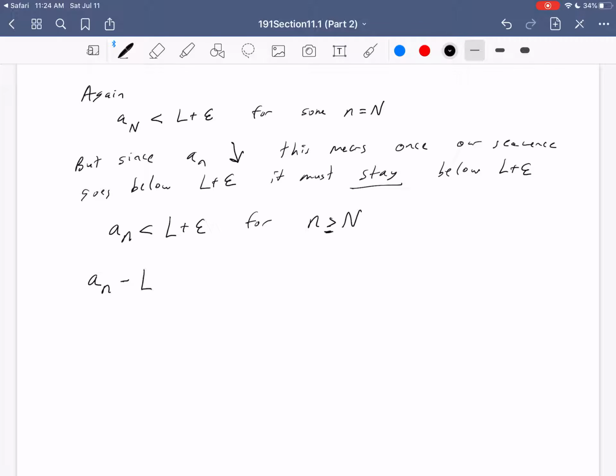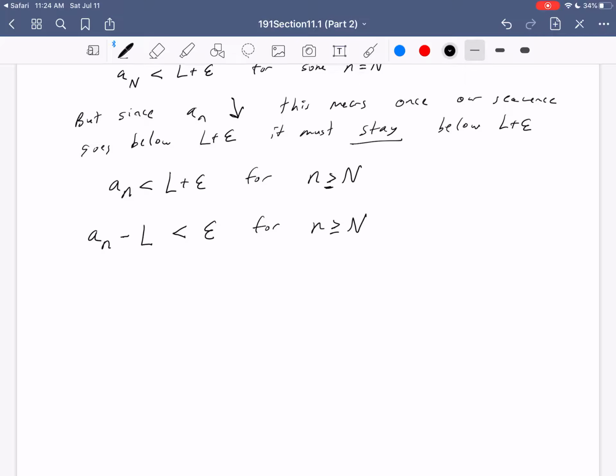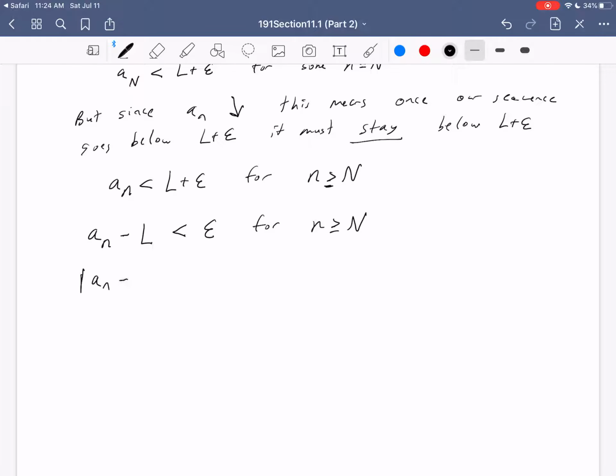Well, now rearrange this a little bit. a sub n minus L is less than epsilon for n greater than or equal to N. And if we think about this, L is now the lower bound. It's not L plus epsilon. So we know that this side is always positive, so it's safe to just put it in absolute value. It won't change anything. So the absolute value of a sub n minus L is less than epsilon for n greater than or equal to N.